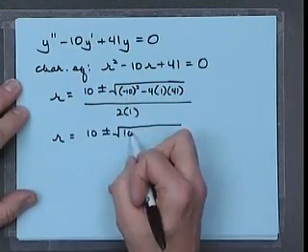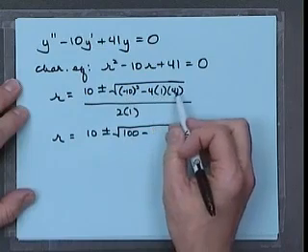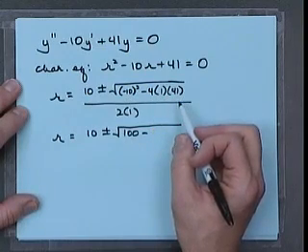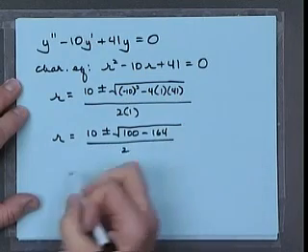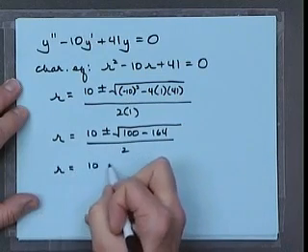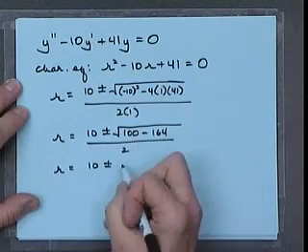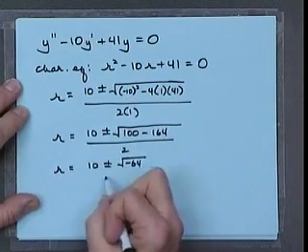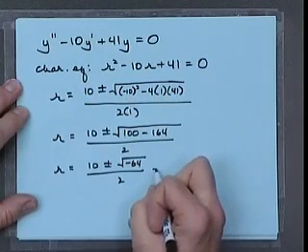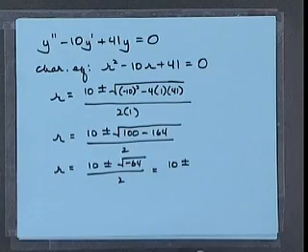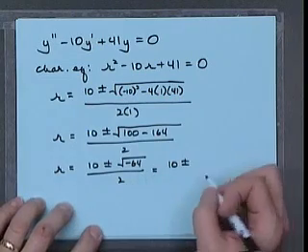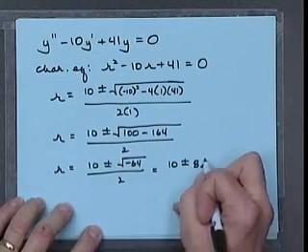So we've got 100. 4 times 1 times 41 is what? 164? So we've got a square root of negative 64. What are we going to call the square root of negative 64? Let's call it Steve. No, Ed. Ed, let's call it Ed. No. What would we call it? 8i would be a better name.